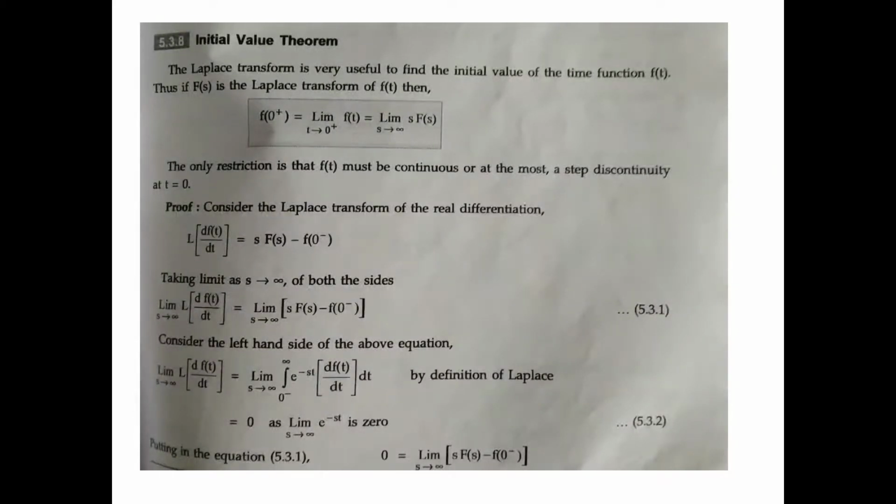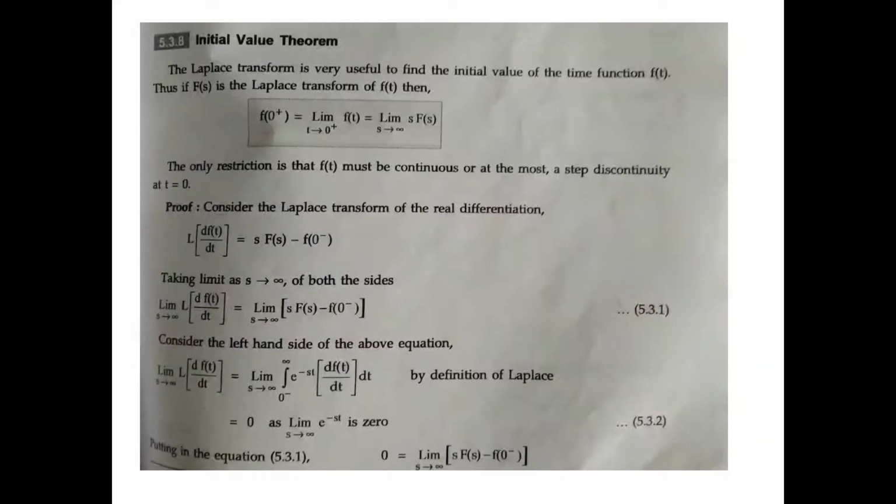Initial value theorem. The Laplace transform is very useful to find the initial value of the time function f(t). If F(s) is the Laplace transform of f(t), then f(0 plus), the limit as t tends to 0 of f(t), equals the limit as s tends to infinity of s F(s). The only restriction is that f(t) must be continuous or have at most a step discontinuity at t equal to 0.